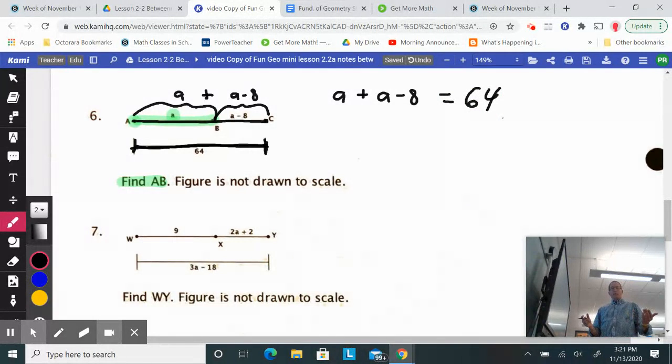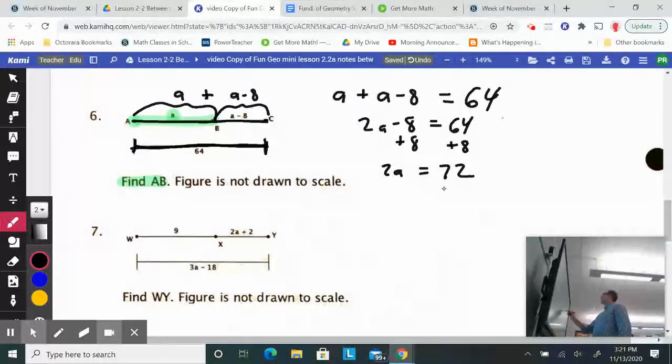And now just apply your algebra to answer this geometric distance question. So we can combine like terms. A plus A is 2A. You're going to add 8 to both sides. So you get 2a equals 72. You're going to divide by 2.